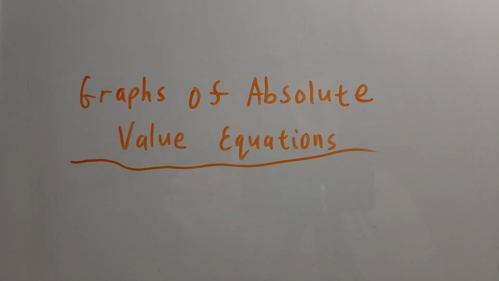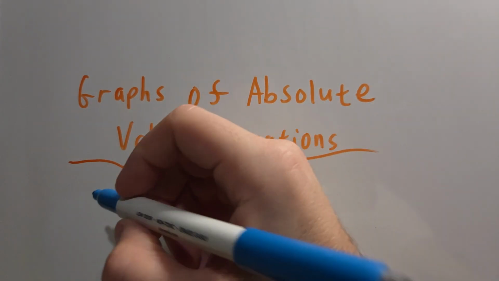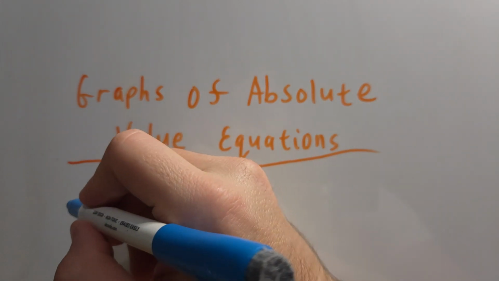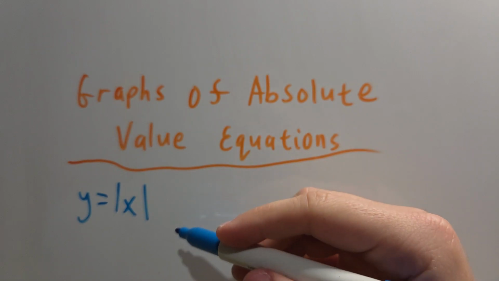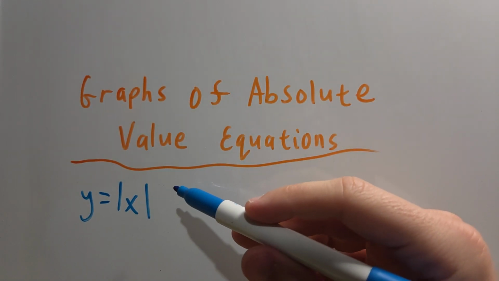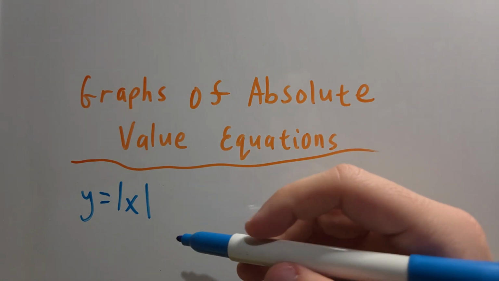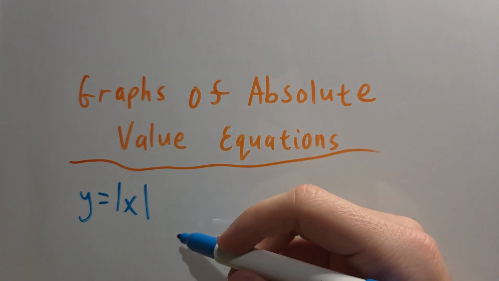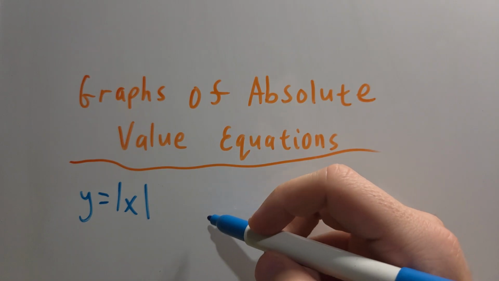Hello everyone, in this video we're going to talk about graphing absolute value equations. So a quick recap as to what absolute value is. Remember that the absolute value of a number is its distance from 0 on the number line. And understanding that will help us know what the shape of the absolute value equation looks like on a coordinate plane.